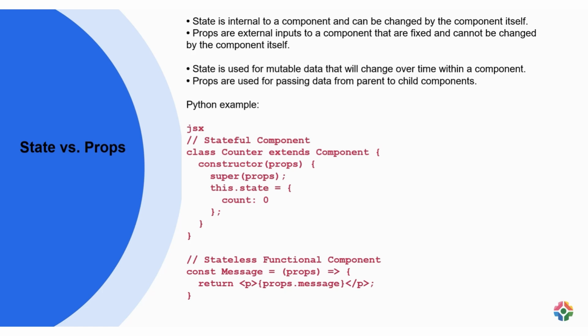The syntax in a React example can be seen in the stateful component counter, where the count is stored in the component's state and can be modified. In contrast, the stateless functional component message receives and displays a message passed down as a prop, which remains static and cannot be altered within the component.